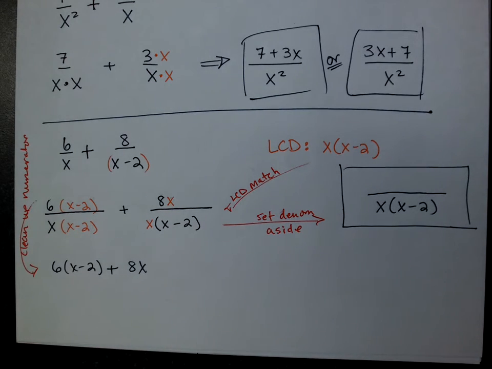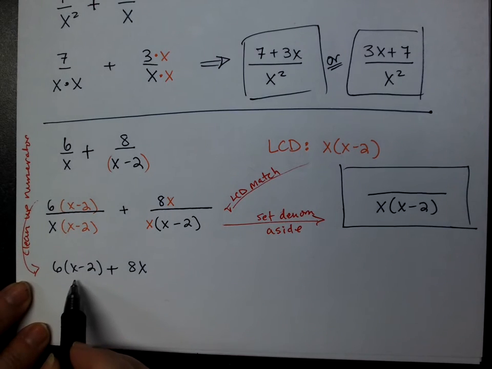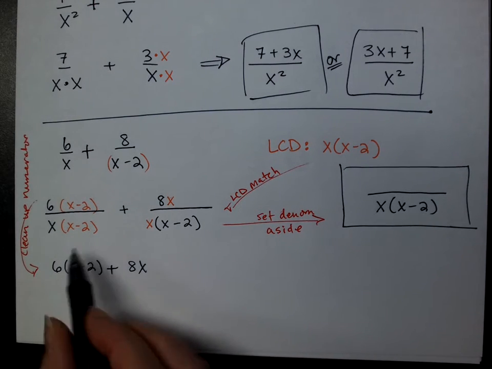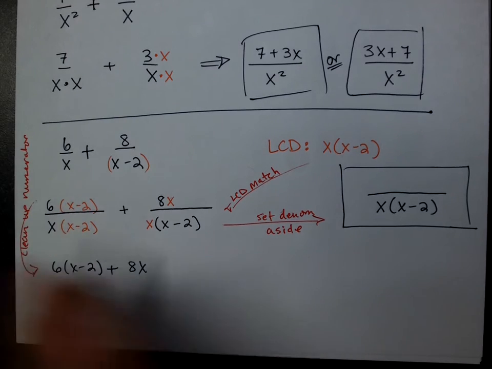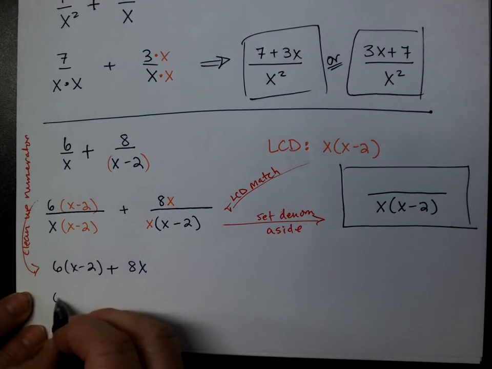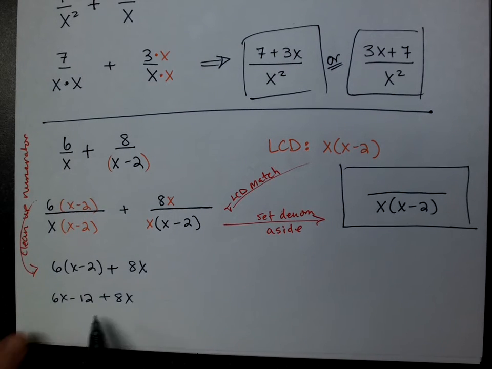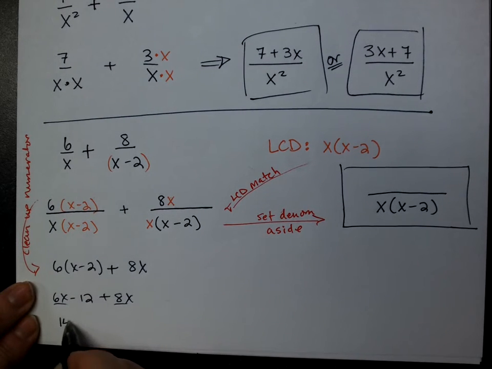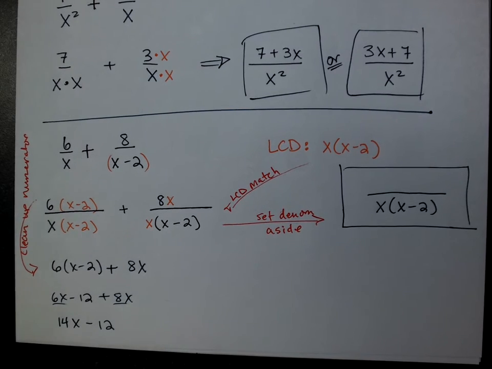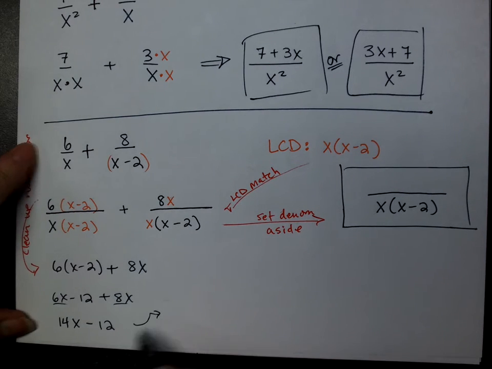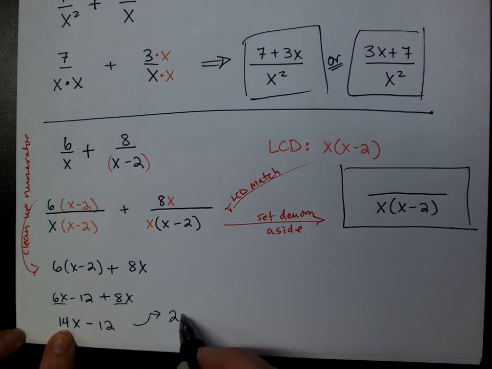Now to clean up the numerator, first I kill any parentheses, which is either by distributing or FOILing, depending on what's been multiplied. So this would be 6x minus 12 plus 8x. Combine any like terms, 14x minus 12. And then, if it can be factored, factor it. There's a GCF in this one, right? So you can divide out a 2 and leave it behind.